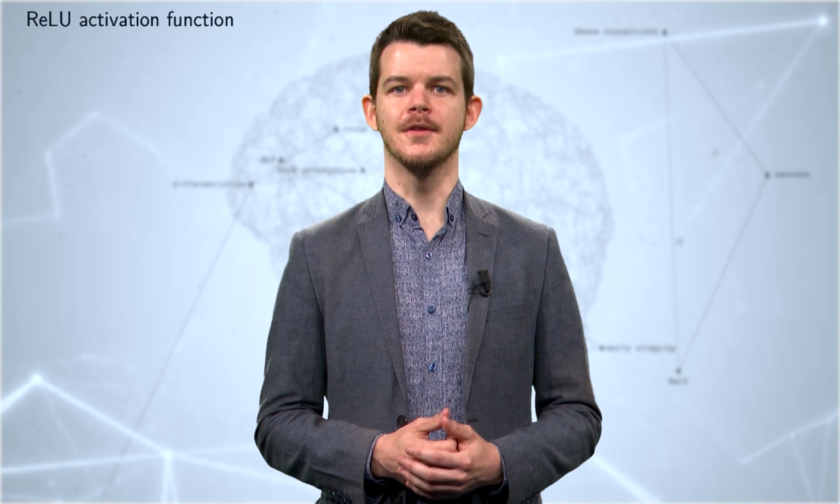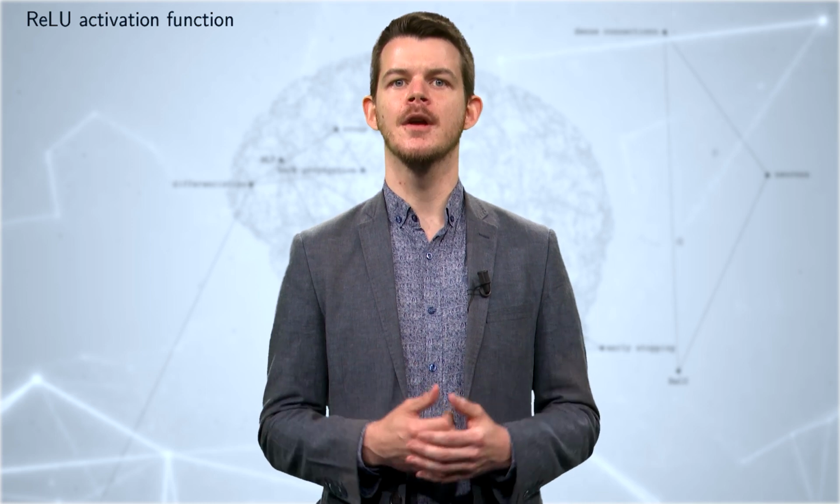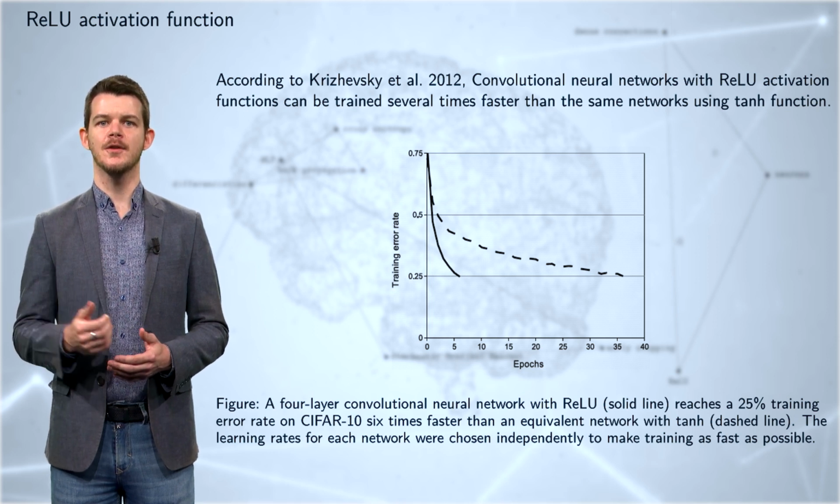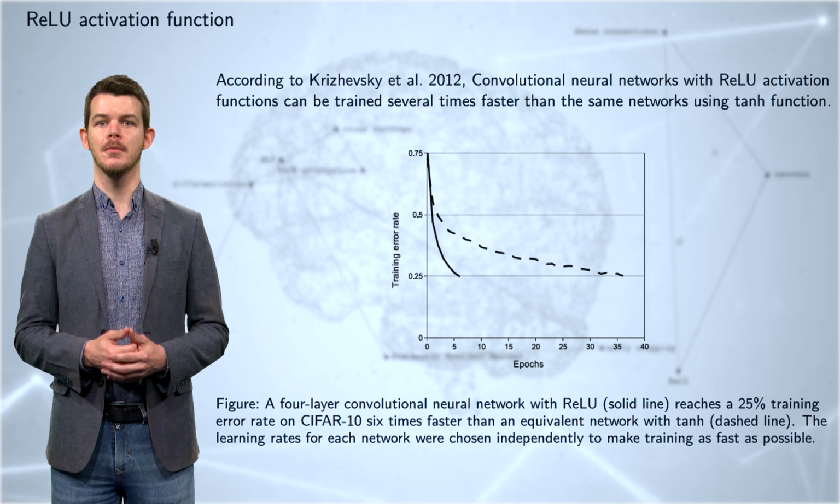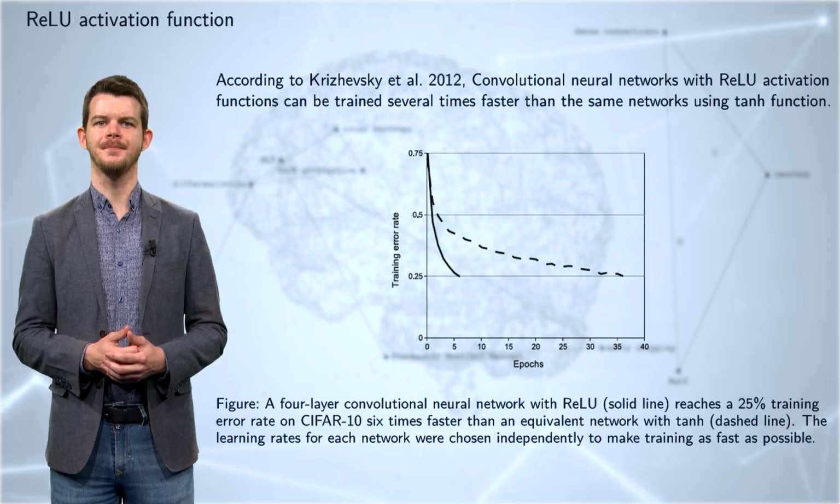As noticed by the authors of this paper, CNNs with ReLU activation functions can be trained several times faster than the same network using the hyperbolic tangent function. On this plot, the training error is displayed. It decreases much faster when ReLU is used in the network, plain line, compared to the hyperbolic tangent function, the dotted line. This may be related to the fact that the ReLU derivative is equal to 1 when it activates, which is much larger than for the hyperbolic tangent. Therefore, the optimization procedure can converge faster.